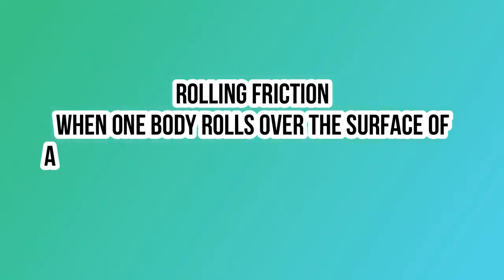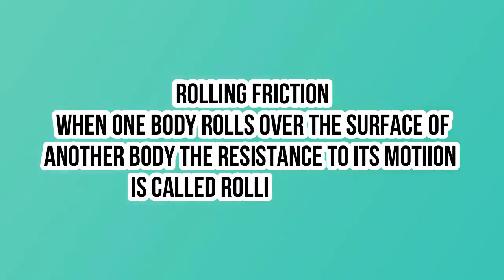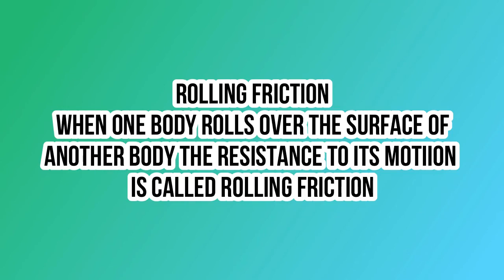So you have learned about the situations where we deliberately increase and decrease friction, and also you have studied rolling friction, that is, when one body rolls over the surface of another body, the resistance to its motion is called rolling friction.